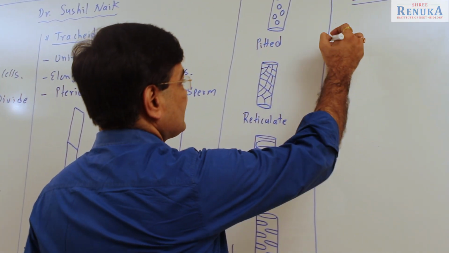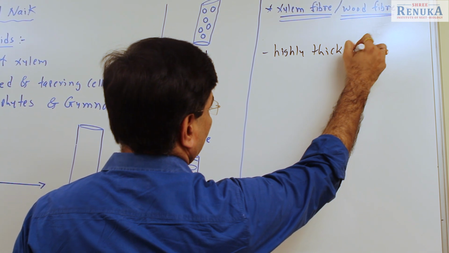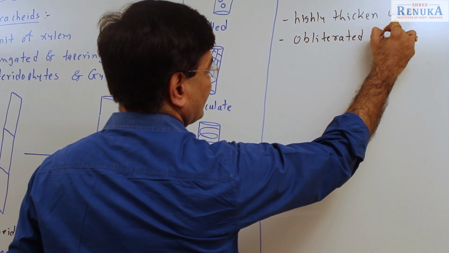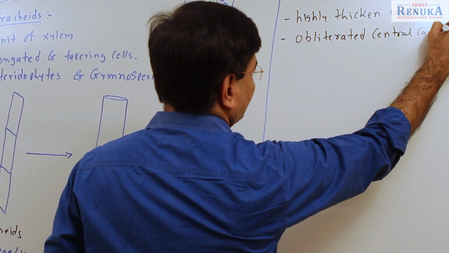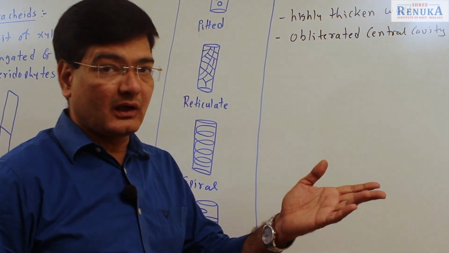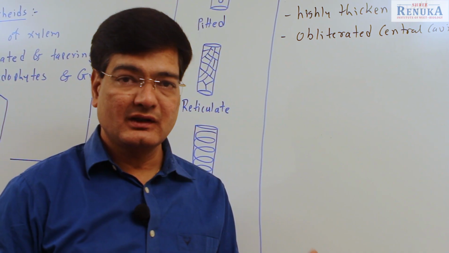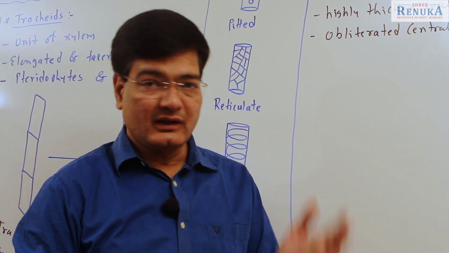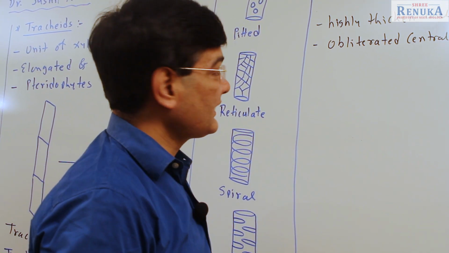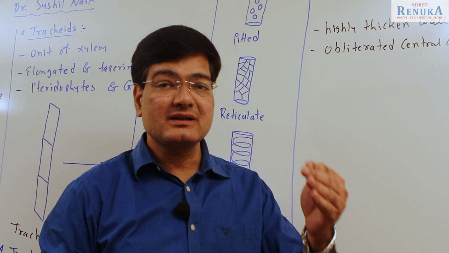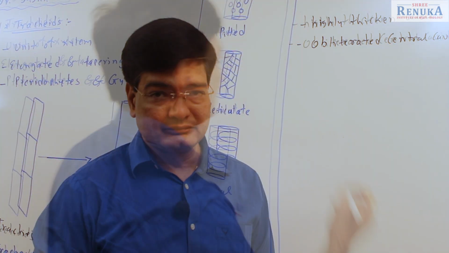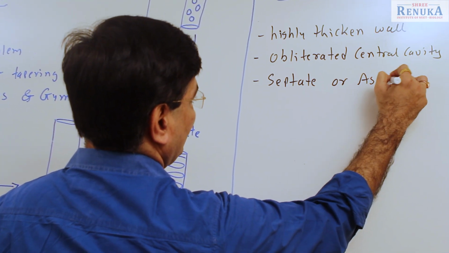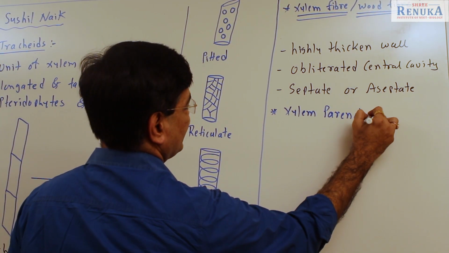Xylem fiber has a highly thickened wall and an obliterated central cavity. It means a minute cavity may be found inside the xylem fiber. As cells are compactly arranged in the xylem fiber, there is no intercellular space. As it is a fiber or sclerenchymatous structure, it always provides mechanical strength to the other units of the xylem. The cells are septate or aseptate.